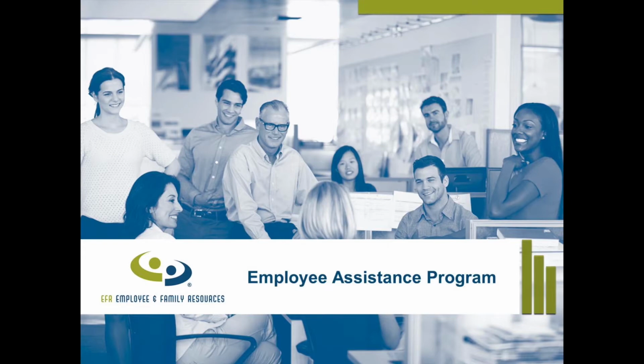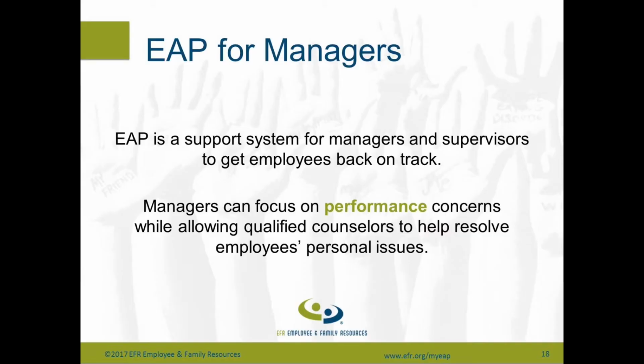Today we are going to talk about the different components of the EAP benefit and how they can be used. The EAP benefit provides a support system for managers and supervisors to help employees get back on track. If there are issues or concerns causing distraction, absenteeism, tardiness, or poor work performance that are related to personal issues, EFR is here to help resolve those issues so managers and supervisors can focus on employee performance concerns.